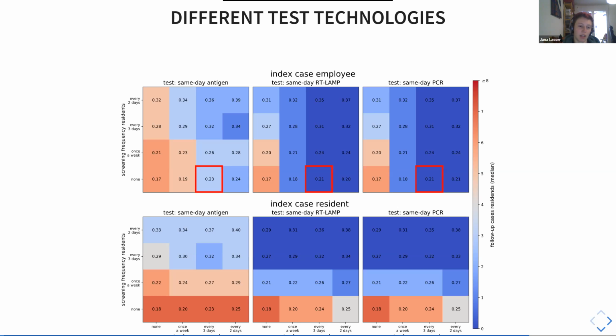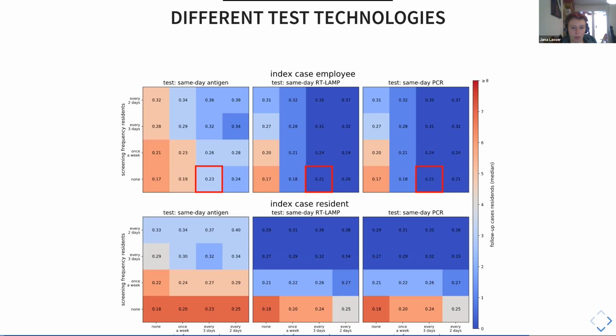So yeah, if you can get by with only screening employees, that's quite a good thing. It makes this strategy way easier to implement. And as you can see, if you manage to test all the employees every 3 days with, for example, RT-LAMP tests, you already reduce outbreak sizes to 1 or 0. So this testing strategy is enough to obliterate outbreaks in nursing homes if you manage to implement it.